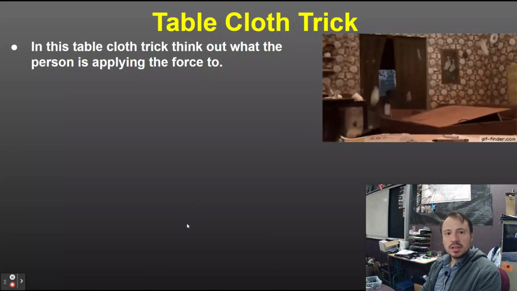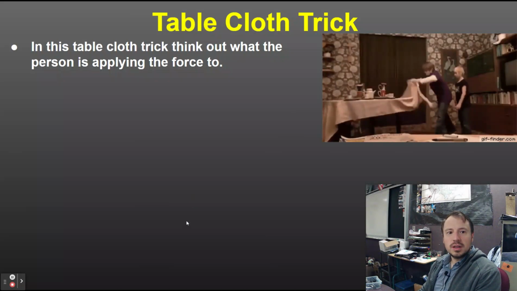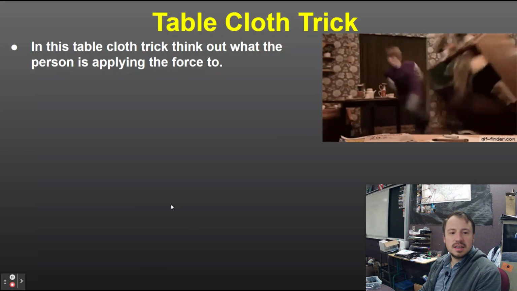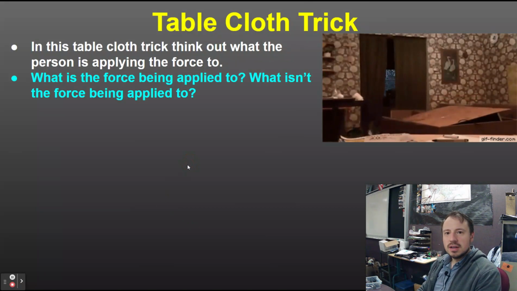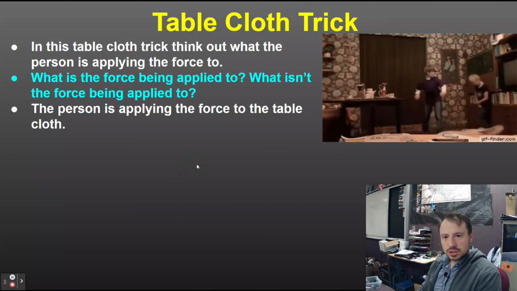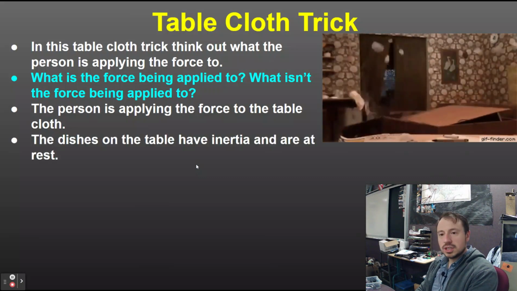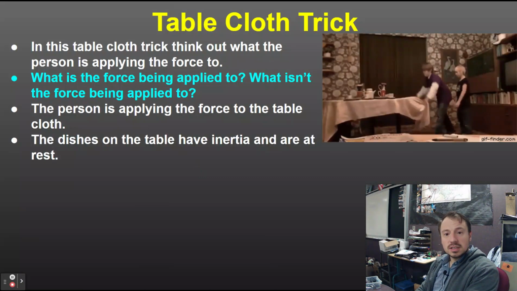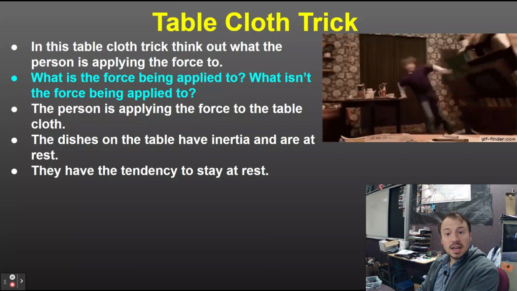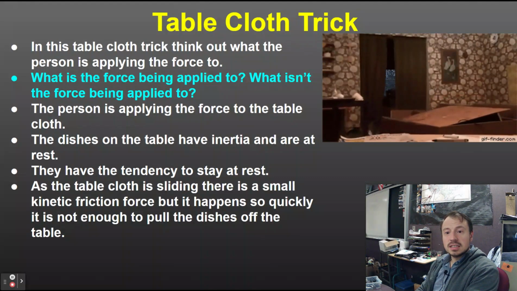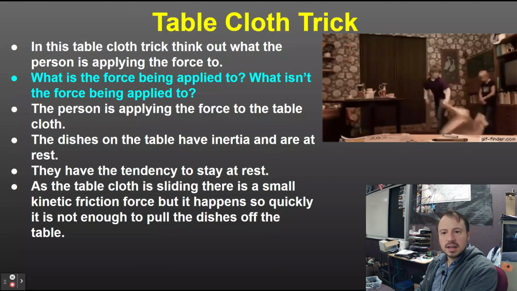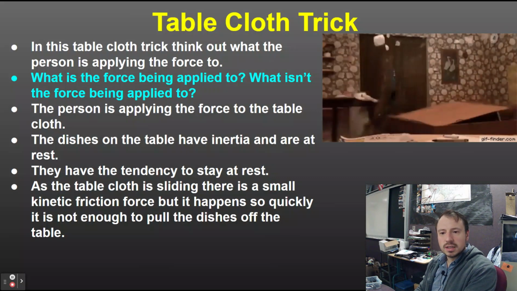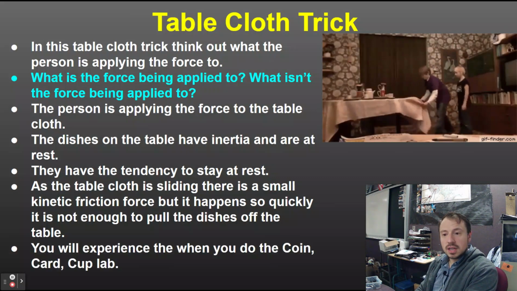So the tablecloth trick, you can see you pull a tablecloth and the tablecloth comes out, but think about what you're applying a force to. The person is applying a force to the tablecloth. The dishes on the tablecloth have inertia and are at rest. They have the tendency to stay at rest. As the tablecloth is sliding, there is a small kinetic friction force, but it happens so quickly, it's not enough to pull the dishes off the table.